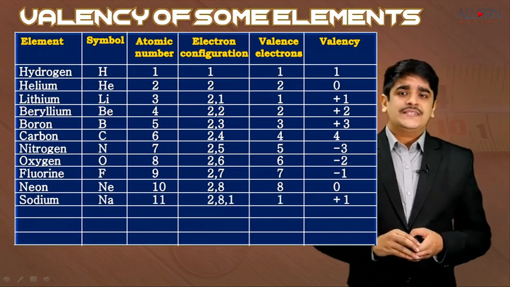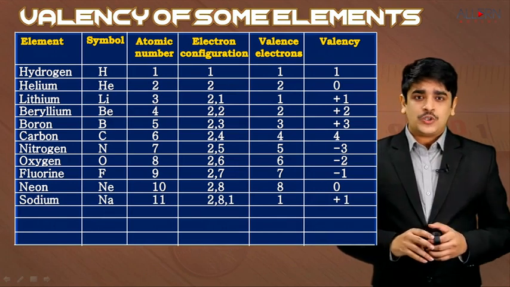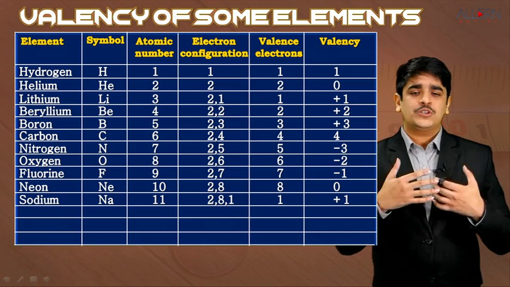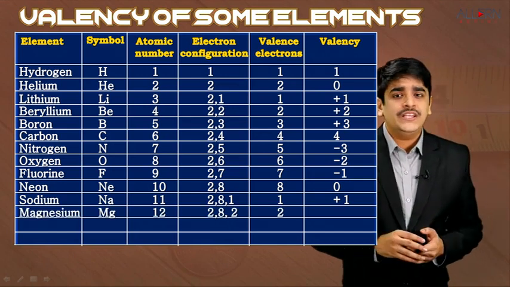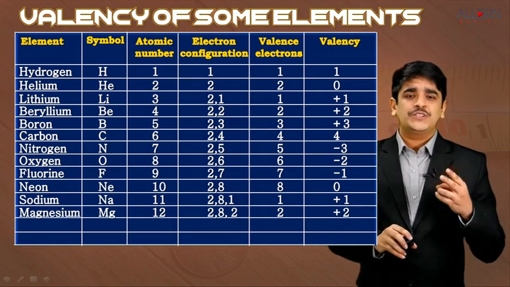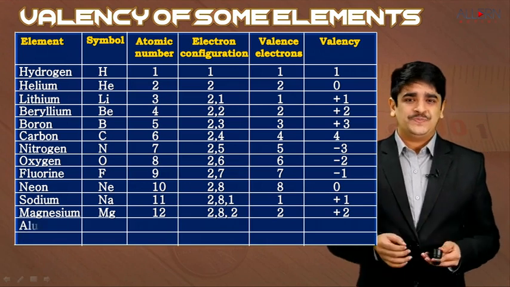Sodium has an atomic number of 11, configuration of 2, 8, 1, loses an electron to become neon, 2, 8, and therefore has a +1 charge because it loses one negatively charged electron, so itself becomes +1. Magnesium, atomic number 12, configuration 2, 8, 2, loses 2 valence electrons, has the configuration of neon, has a charge of +2.